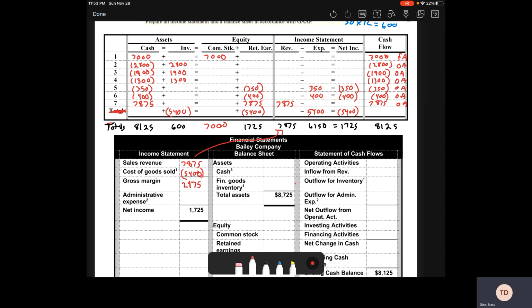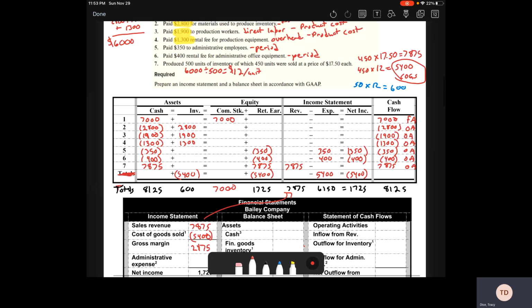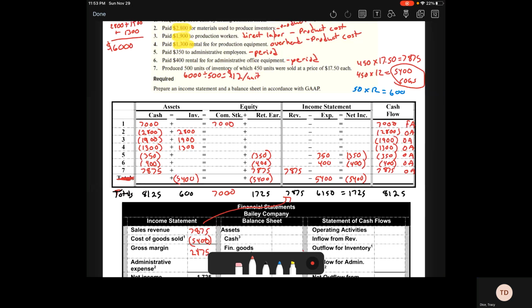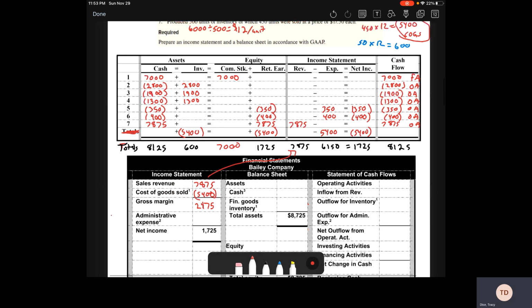And then we've got our administrative expense. So now we've got to go back up and look, what were our administrative expenses? Well, we had our administrative employees and the office equipment. So we have to add those two together. So this would be $350 plus $400. That should be $750. And when you take $24.75 minus $7.50, you get that $17.25.